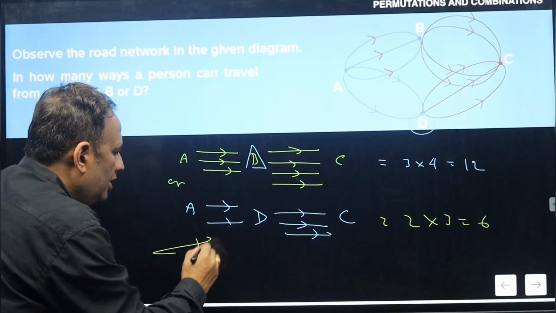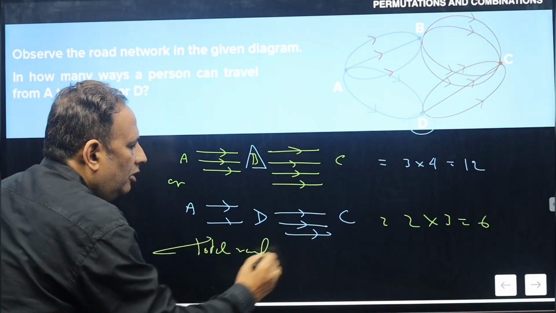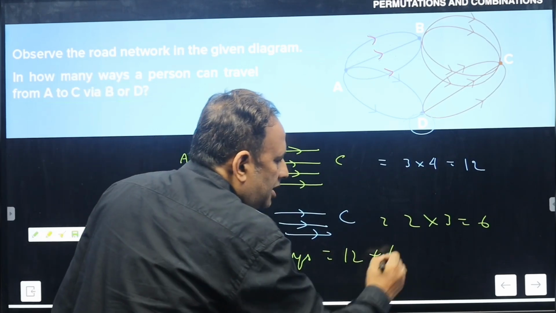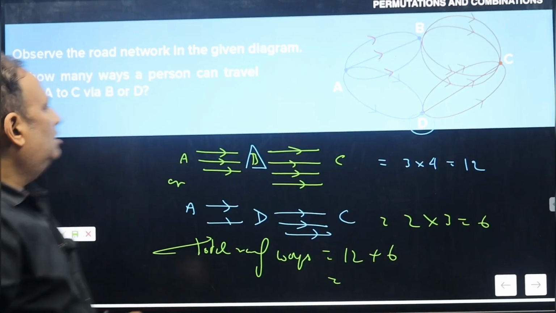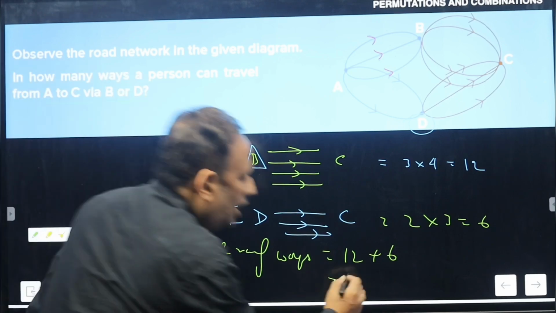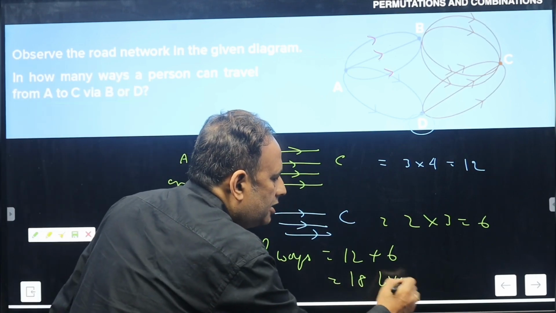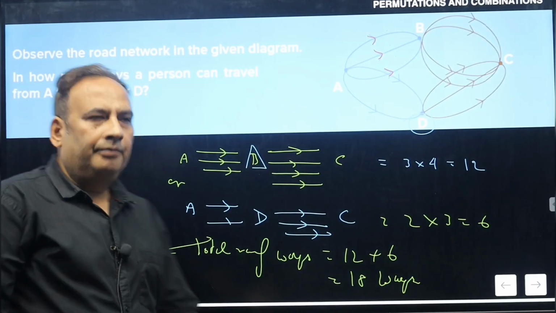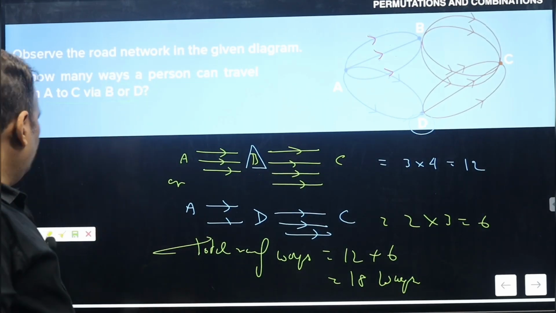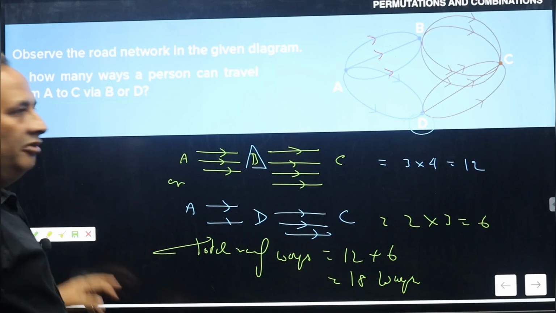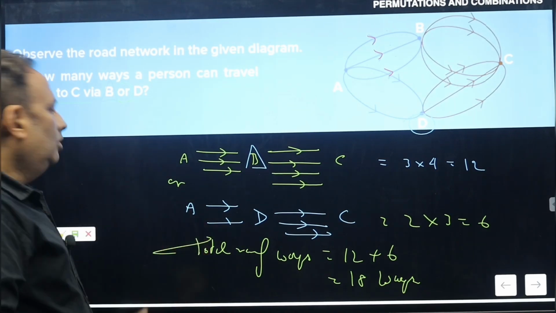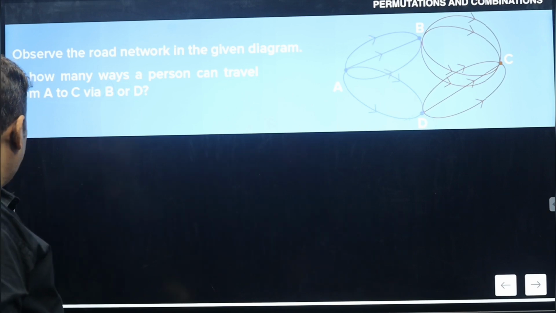So the total number of ways is 12 plus 6 ways. Why are we using plus? Due to this OR word. So the answer is 18 ways. The total number of ways is 18. Hope you are getting it. Let's take another question in the same manner. First pause the video and try yourself, and then go through. Let's see another question.